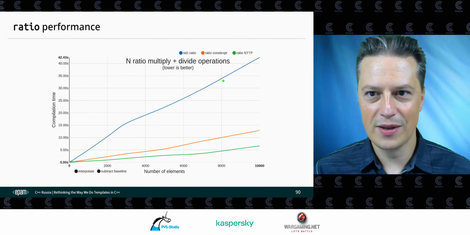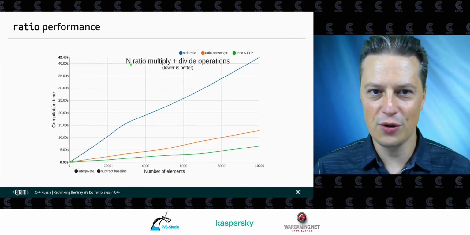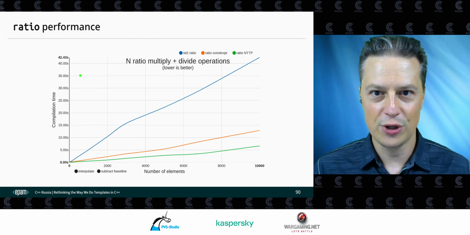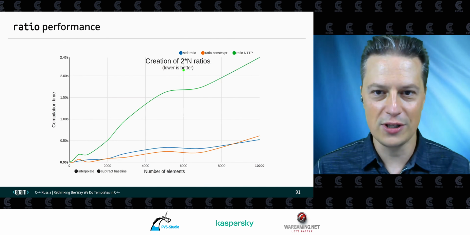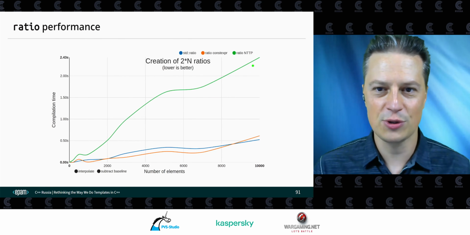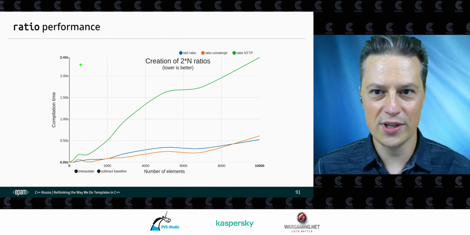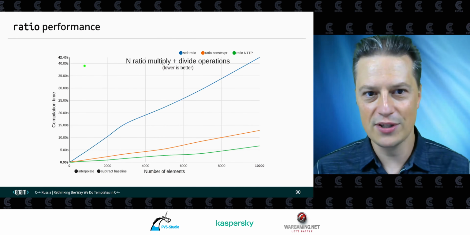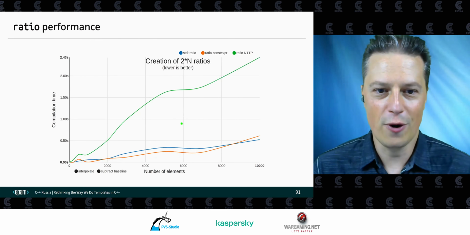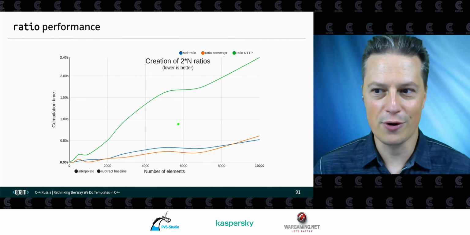However, it doesn't mean that NTTP is always faster. For example, if you do not look at the whole operation of multiply and divide that takes 42 seconds here, but you look only at the creation of the ratios, only their construction, you will find out that actually NTTP is the slowest one because it has to instantiate this constructor. But it's only 2 seconds in those 42 seconds. All of the rest is taken by multiplying and dividing those ratios. So overall, NTTP ratios are faster, but sometimes it can be slower.